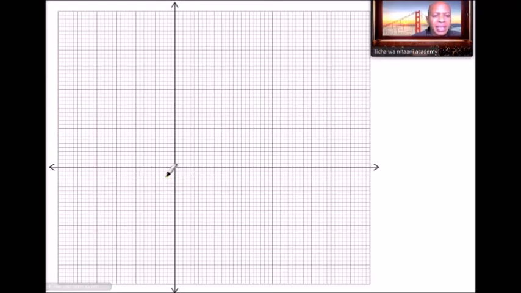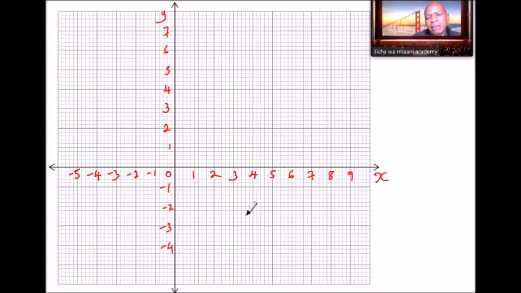So we have our axes. Here we have, you can say, this is 0, this is 1, 2, 3, 4, 5, 6, 7, 8, 9. So we can say that is our x-axis. On the other side we have minus 1, minus 2, minus 3, minus 4, minus 5. On the y-axis we have 1, 2, 3, 4, 5, 6, 7, and minus 1, minus 2, minus 3, minus 4.